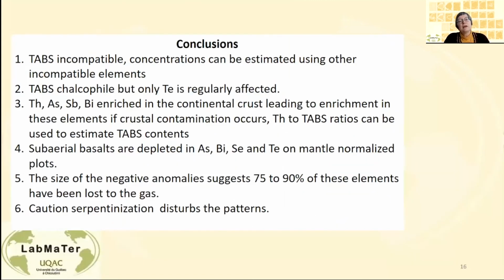And so the TABS are incompatible. Concentrations can be estimated using other incompatible elements. The TABS are chalcophile, but only tellurium is affected when you just have cotectic segregation of sulfides. Thorium, arsenic, antimony, and bismuth are enriched in continental crust, so that leads to enrichment of these elements if there's crustal contamination. Thorium to TABS ratios can be used to estimate the TABS contents, in this case, because they will be increased. Subaerial basalts are depleted in arsenic, bismuth, selenium, and tellurium on mantle normalized plots, which we attribute to degassing. And be careful in metamorphic rocks because these elements are fairly mobile. Thank you.